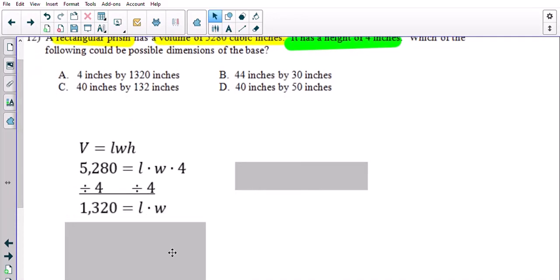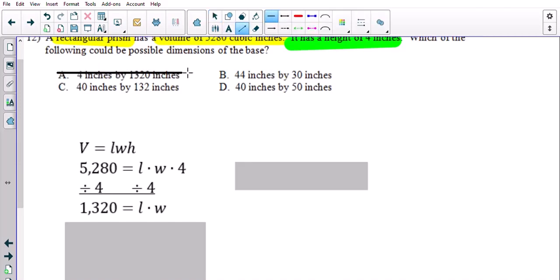Now, unfortunately, that doesn't tell us either of the dimensions, but what it does tell us is that the length times width, the dimensions of your base, have to multiply to give you 1,320. So what I would do is I would go into these 4 answer choices, and I would grab my calculator, which I'm doing right now, and I would take in choice A, 4 times 1,320, which is clearly not going to get me 1,320. So that means I can eliminate choice A.